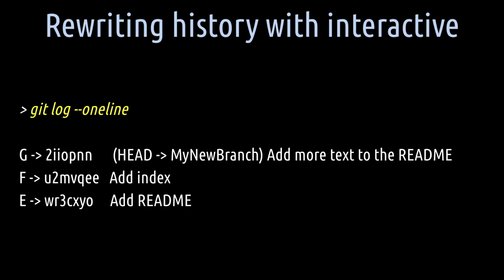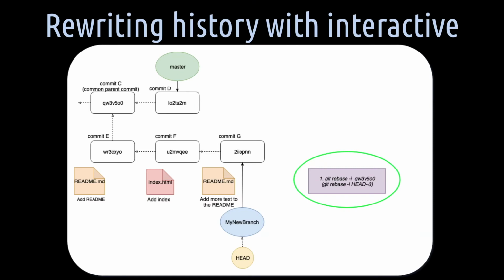The one thing we want to fix about these 3 commits is to meld the add more text to the README commit G into the add README commit E. With that we will have then 2 proper commits on the MyNew branch, which results in a nice and shiny commit history. Let's give it a try.